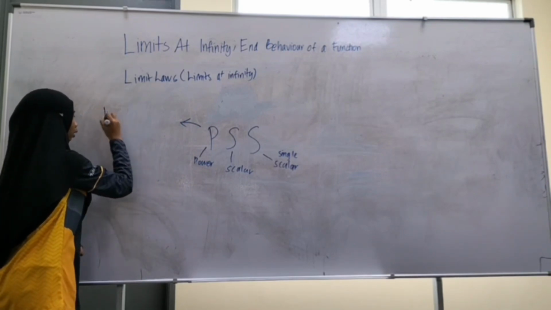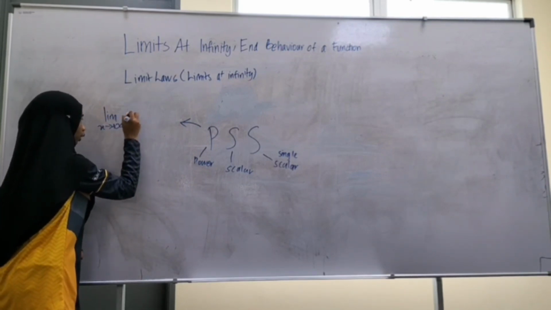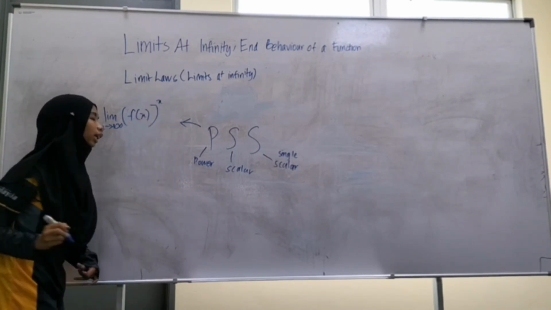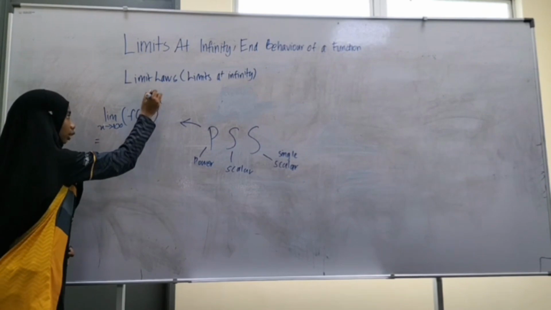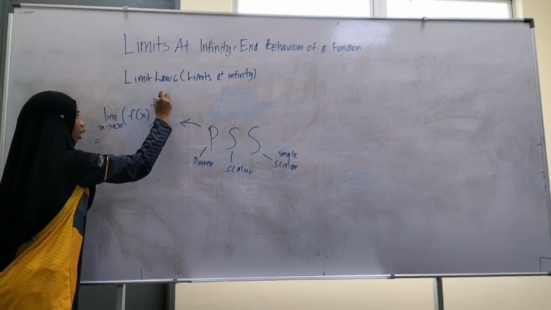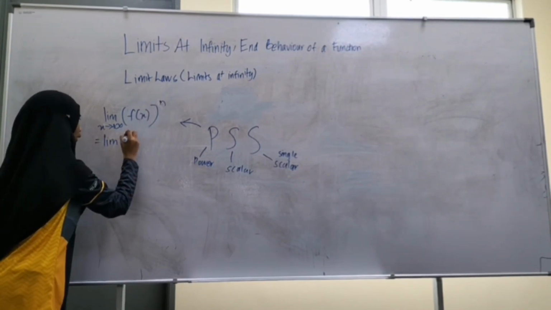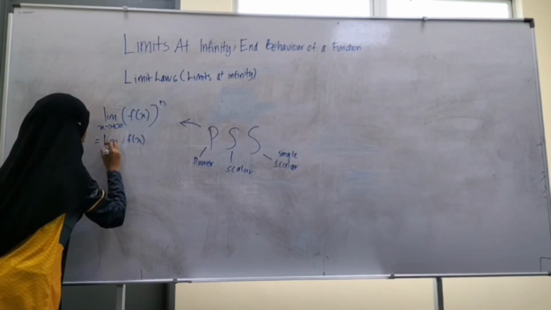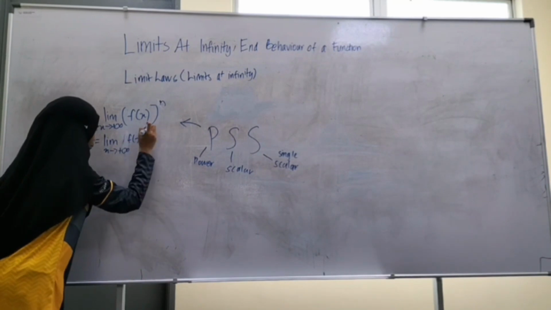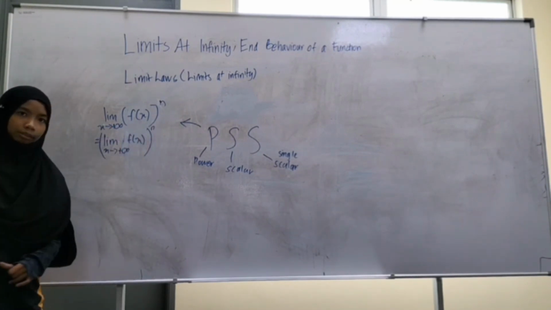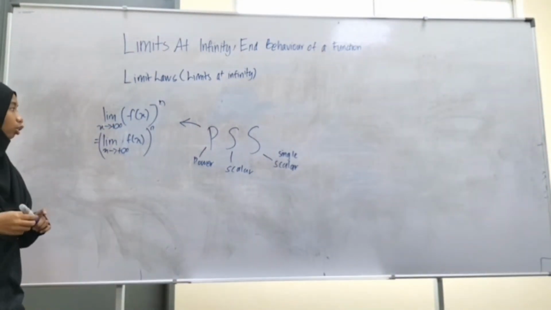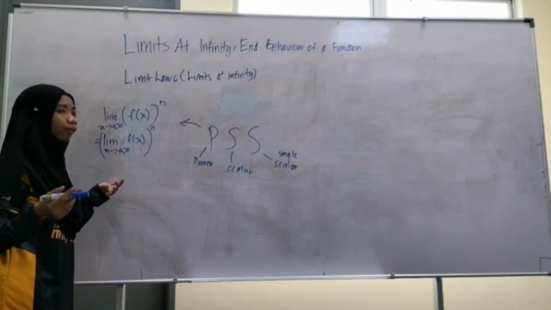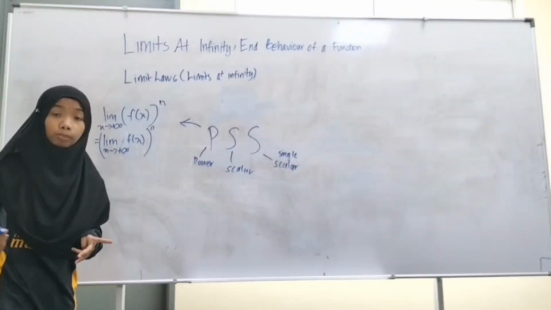Okay, so power. If the limit is x approaching positive infinity and the function has a power outside of it, then you can take the power out. So it would be limit f(x) as x approaches positive infinity, and the power is outside. So that means you won't have to take into account making a positive infinity to the power of something.